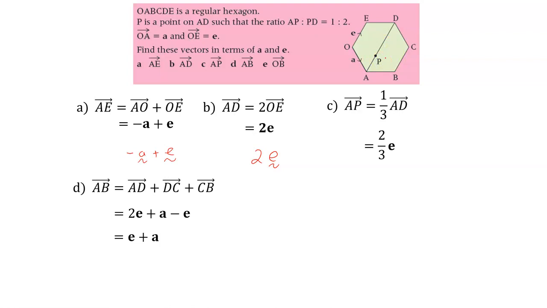Okay then, OB. So now I know AB and I've got OA, OB, super simple. OA plus AB gives me A plus E plus A, and I can simplify that by writing 2A plus E.